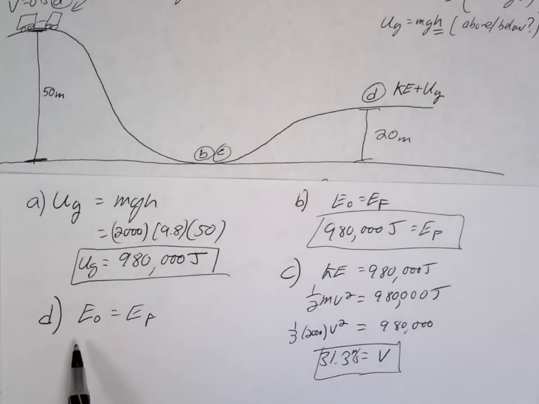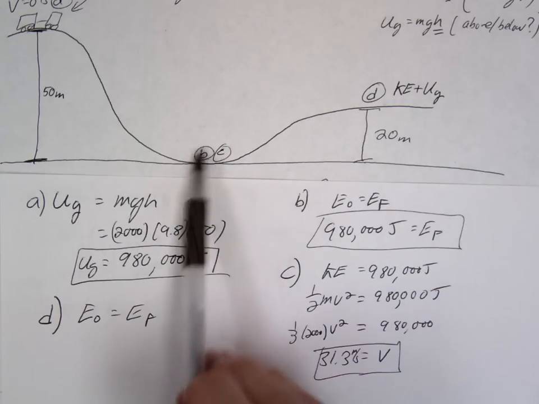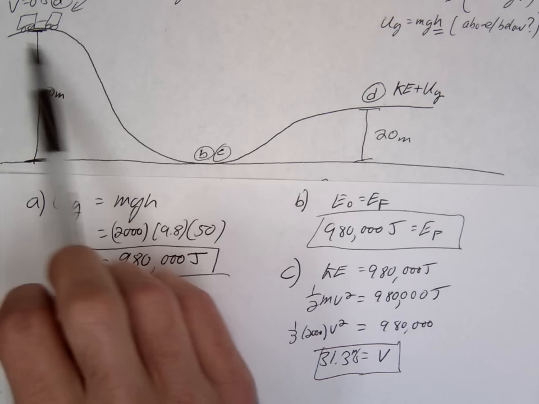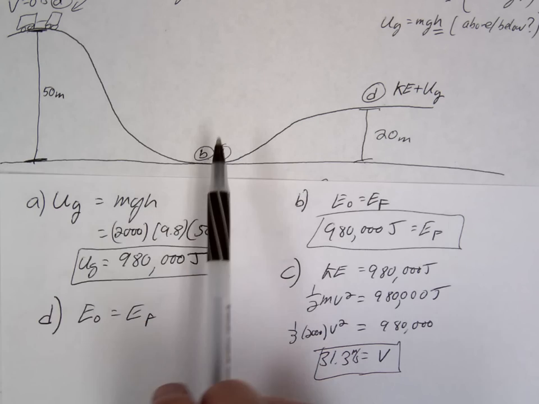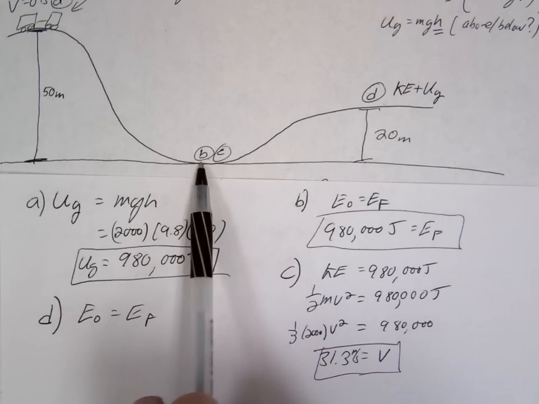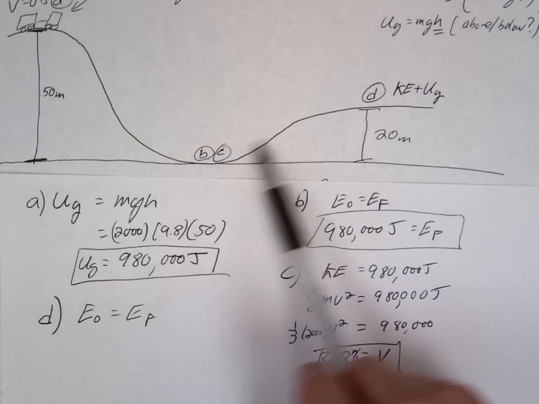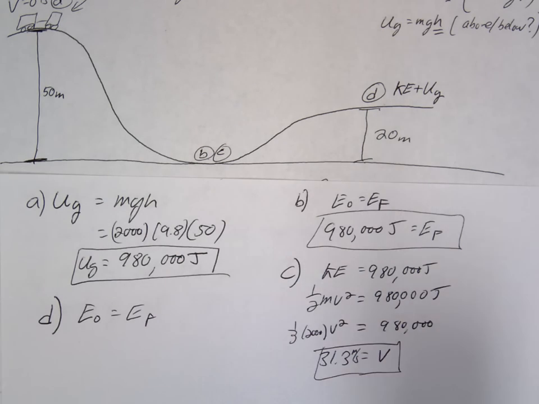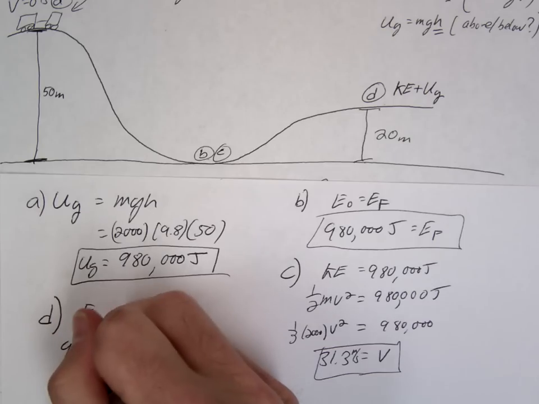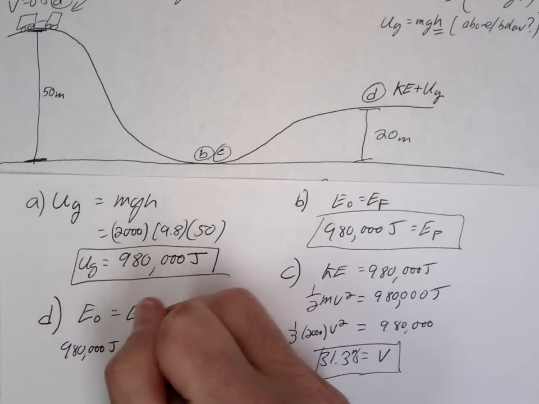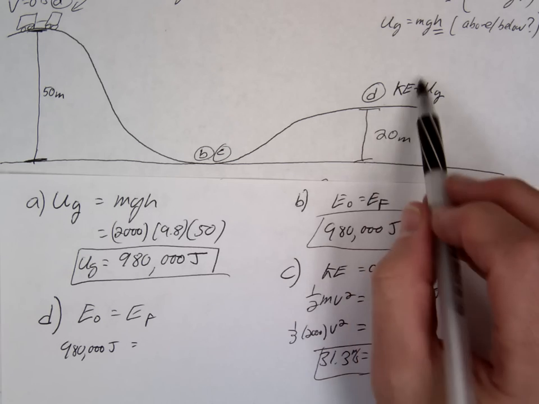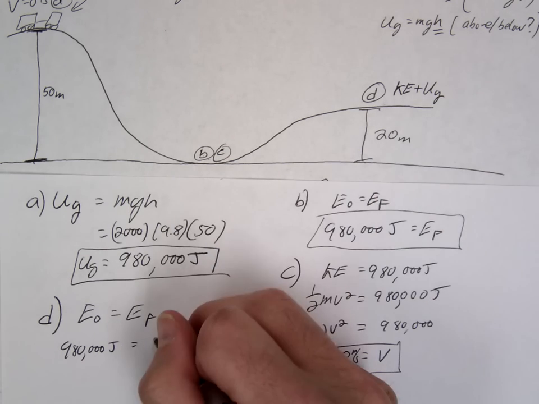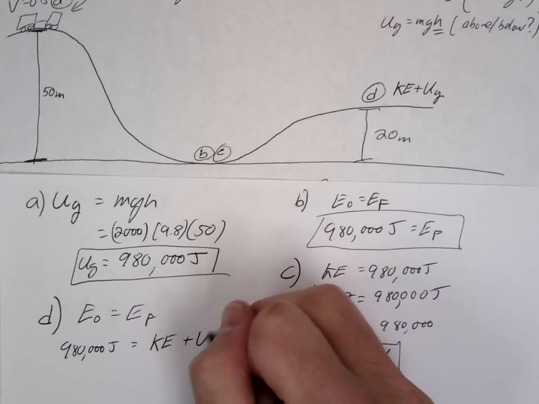Now what should I use for E initial? Should I use it right here at point B, or should I use right here at point A? Doesn't matter. Why doesn't it matter? Because it's the same, right? 980, 980. So it's the same here, here, everywhere has 980. So we'll just write 980. Once you know that number, you can kind of just stick with it all the way through. Equals E final. So again, our E final, we're looking at point D this time. So now it has both kinetic and potential.